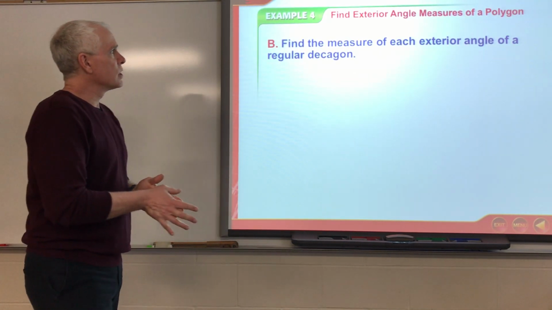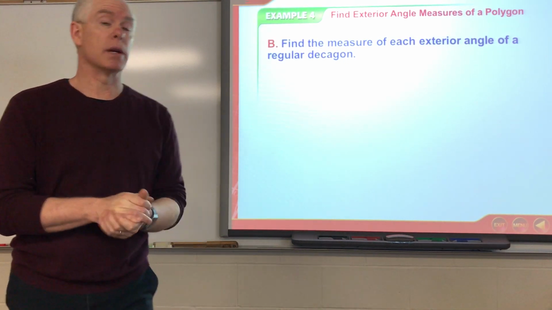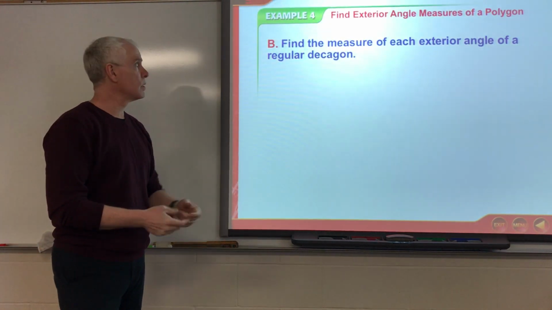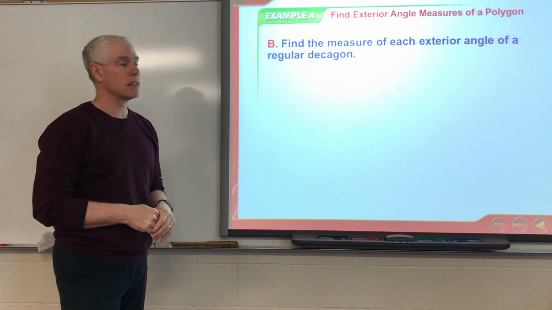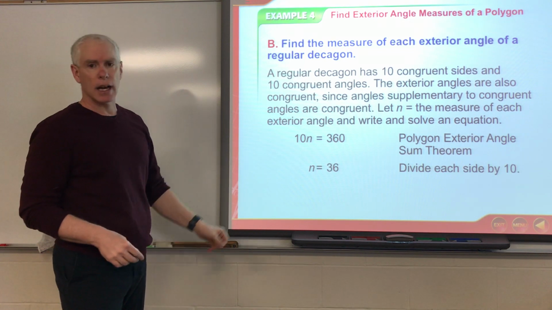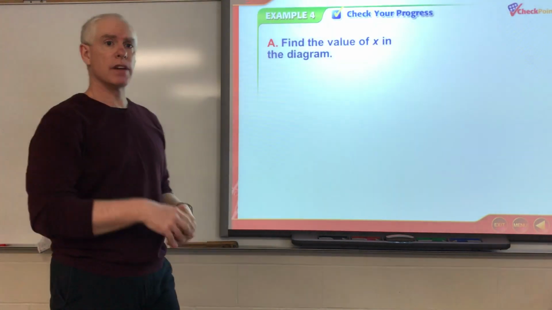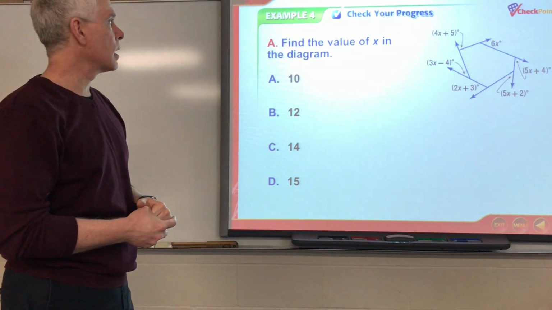Find the measure of each exterior angle of a regular decagon. This is probably the easiest problem we've done so far, because we know that the sum of the exterior angles is 360. We know a decagon has 10 sides. So if I take 360 and I divide it by 10, I'm going to get the measure of each exterior angle. Pause your video, give this problem a shot, and we'll come back together.